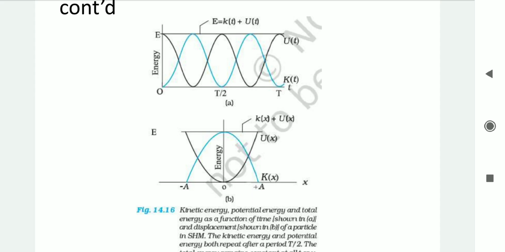In that small portion of the waveform denoted as diagram B, as the kinetic energy increases, the potential energy reduces. At the mean position, we have kinetic energy maximum and potential energy 0. Then again potential energy increases and kinetic energy reduces. Ultimately, the net effect is that the total energy remains constant.